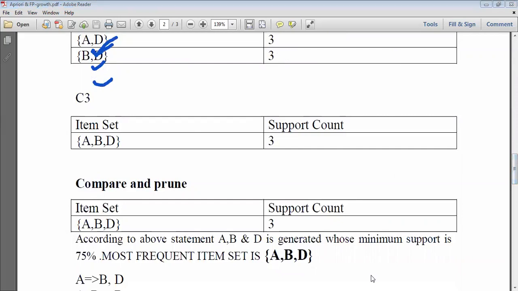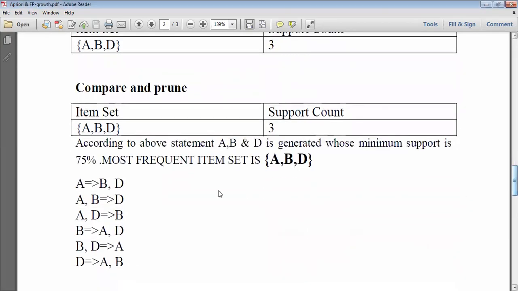Here you consider the itemset ABD, and its support count is 3. According to the above statements, ABD is generated, whose support is greater than the minimum support of 60%. So automatically the frequent itemset is ABD. This is the way you can find the frequent itemset using the Apriori algorithm.